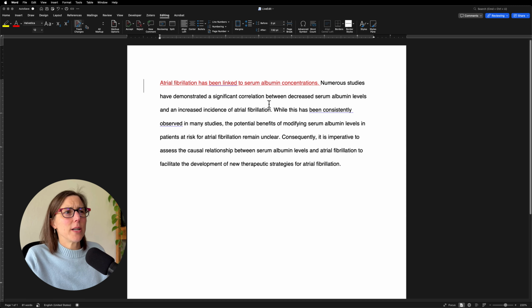Okay, so what else do I notice in this sentence? Numerous studies have demonstrated is a lot of syllables. We can just change that to something shorter, like shown. So that's something that we're going to look at.